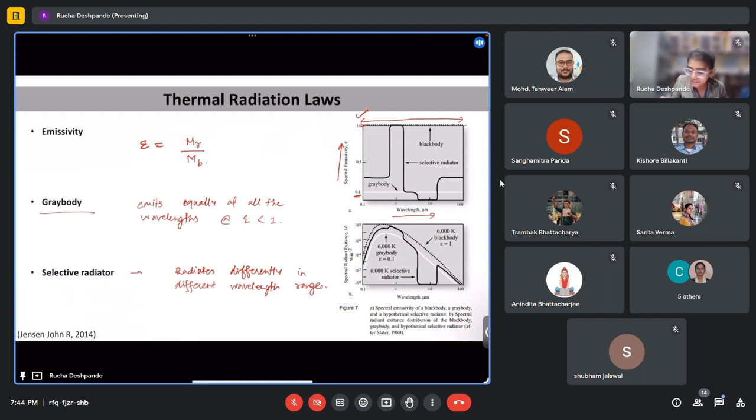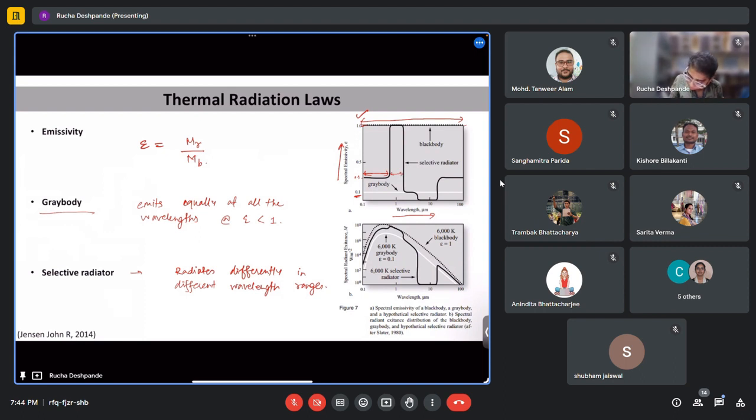And then there is the selective radiator. So in this region it has an emissivity of approximately 0.3. Then suddenly here the emissivity shoots up, then it becomes 1, then it comes down, then it becomes 0, and then again it increases. So for a selective radiator, in different wavelength ranges, they'll have different spectral emissivity, right?